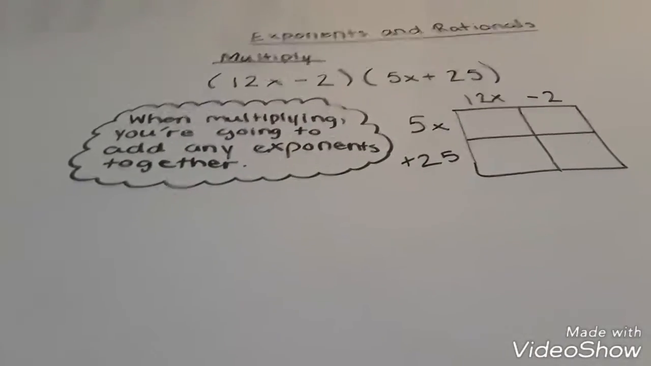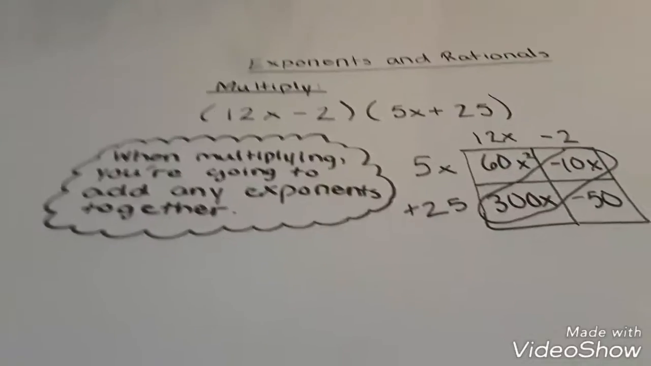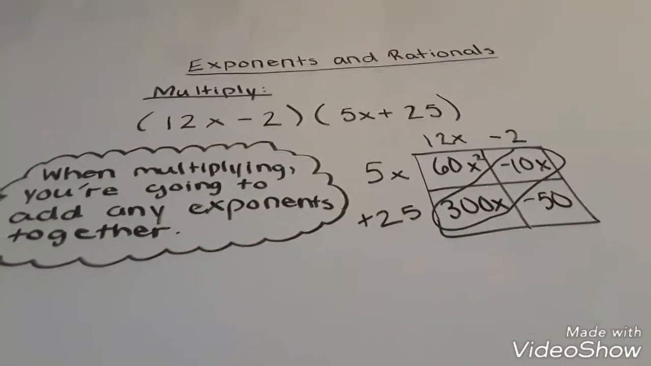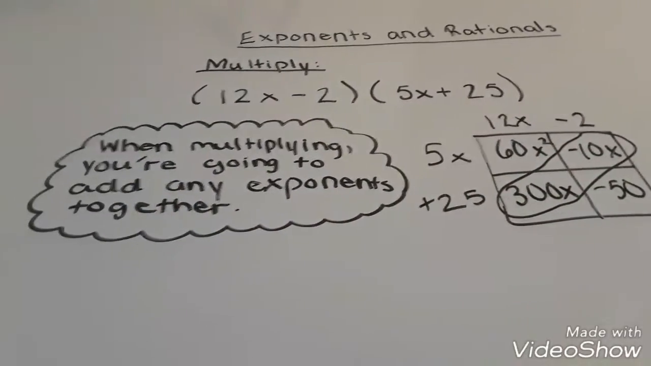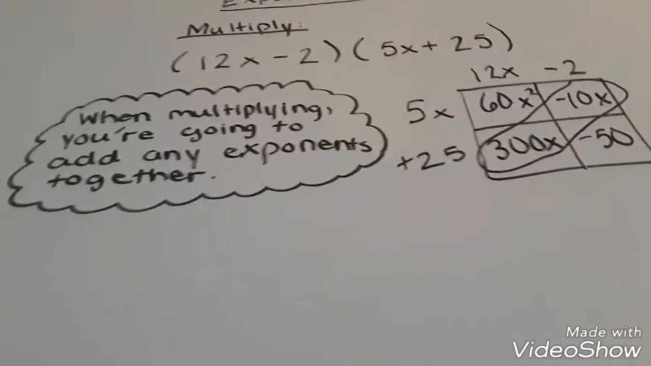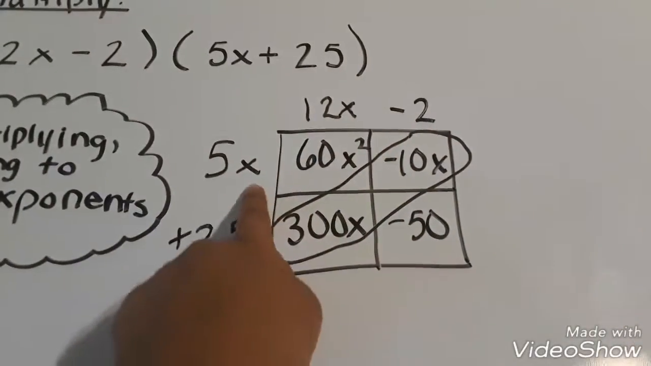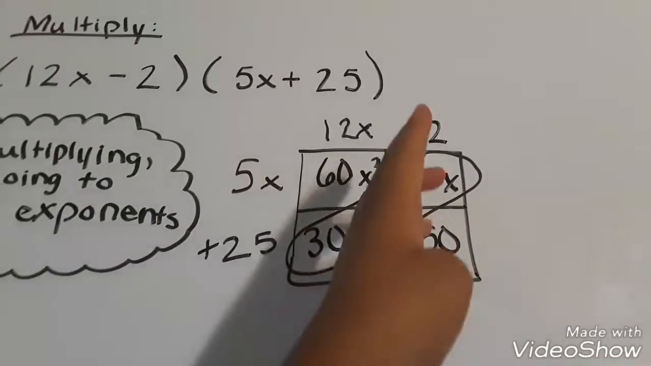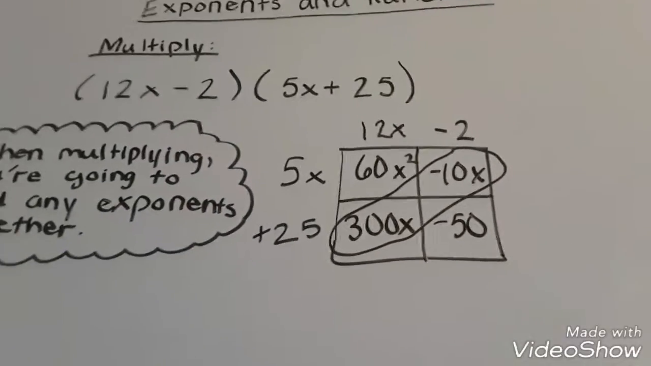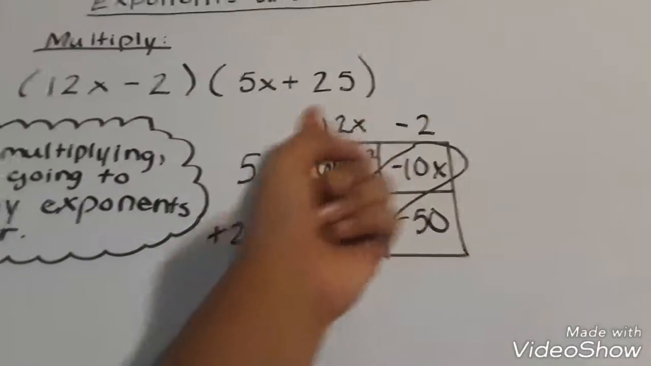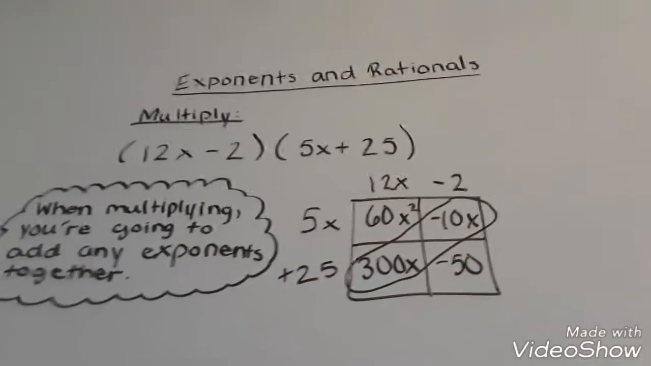And now I'm just going to cross multiply. So as you can see right now, I have done that. But before we go any further, I just want to state that when multiplying, you're going to add the exponents together. So like 12x times 5x, you get 60. But you have to add the exponents together, so it's going to be 60x squared instead of just 60x.